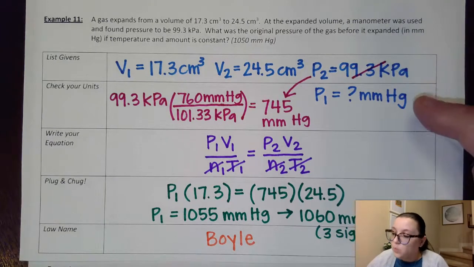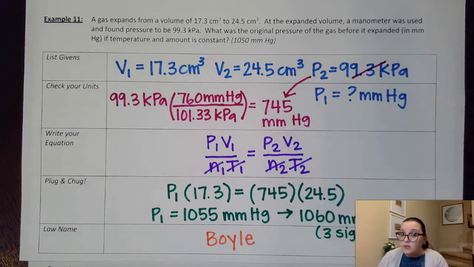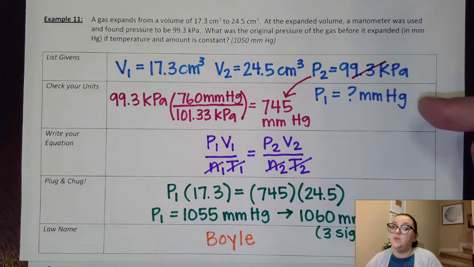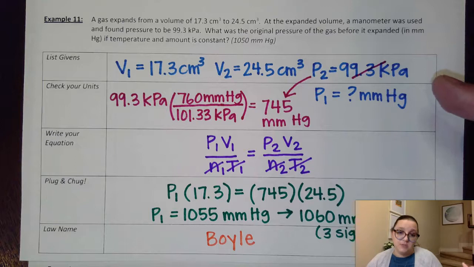All right, so I wanted what was the original pressure of the gas before it expanded in millimeters of mercury if temperature and amount are constant. So here's the deal, checking my units. My two volumes matched up. Awesome. I didn't have temperature at all, so I didn't have to worry about making sure I was in Kelvin, but I needed those pressures to match up. Now, since it wanted the answer in millimeters of mercury, I went ahead and converted my kPa into millimeters of mercury. Obviously, you could do that conversion at the end, and you should get roughly about the same answer regardless of where you end up converting it.